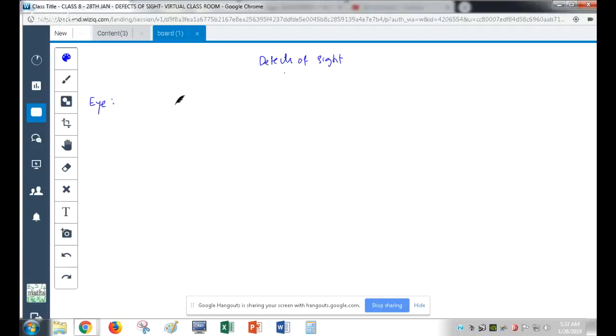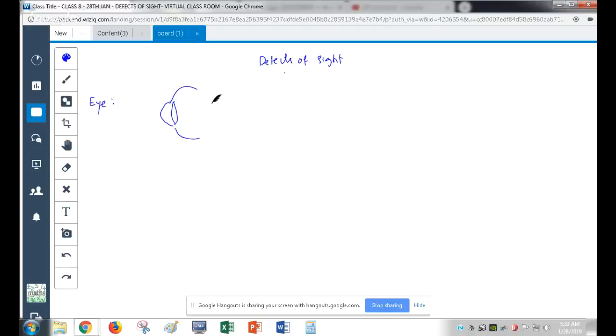The main part is the lens, because just now we have discussed the lens. A small lens will be there in the eye. Of course, there are a few more things. The cornea will be there, and some other parts: aqueous humor, ciliary muscle, iris, pupil. All these things will be there, but we will see them later.